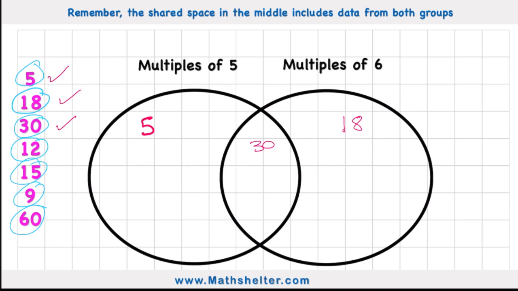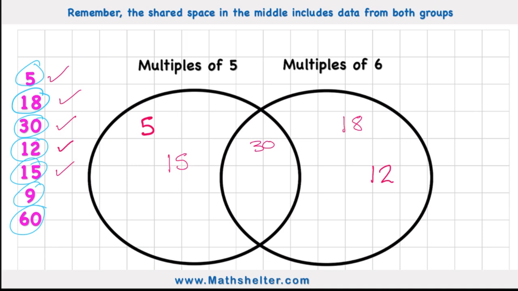What about 12? Well, 12 is not a multiple of 5, but it is a multiple of 6. So 12 would live in the multiples of 6 circle. And the same rule for 15. 15 is a multiple of 5, but it's not a multiple of 6, so it's going to live in the multiples of 5 circle. And then we get a little tricky one, 9.